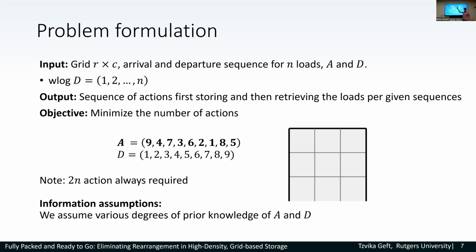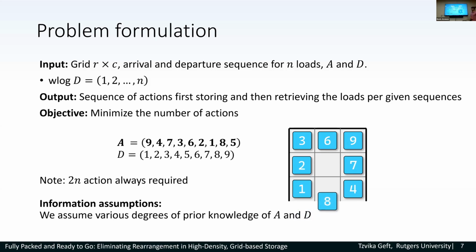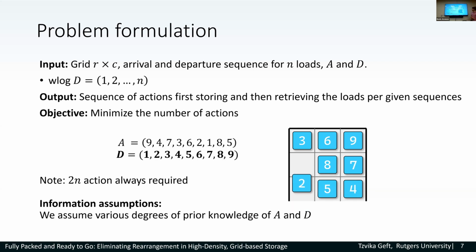Without loss of generality, we can always relabel the loads to depart in the order 1 through n. So let's look at this arrival order here. We can store the 9, followed by 4, followed by 7, and slide it in just like that. And so on. I hope that the idea is clear. And you can notice already, hopefully, that after storing the loads this way, we can actually retrieve them without any relocations. So this is the best possible solution, with 2n actions, that's the minimum number of actions.